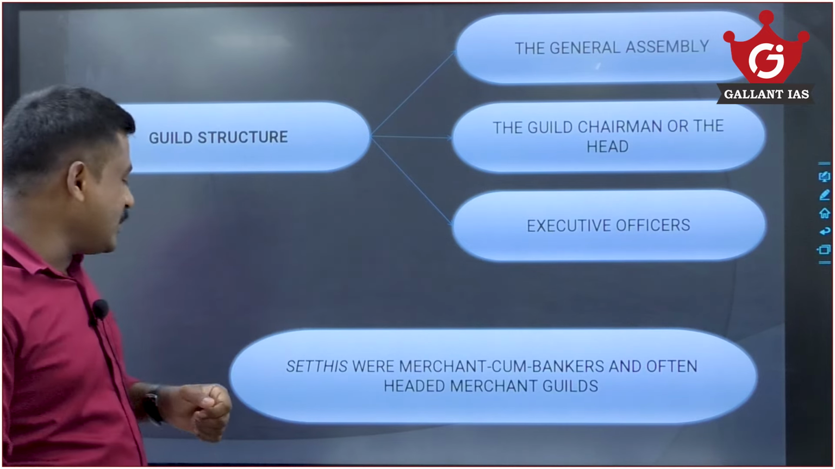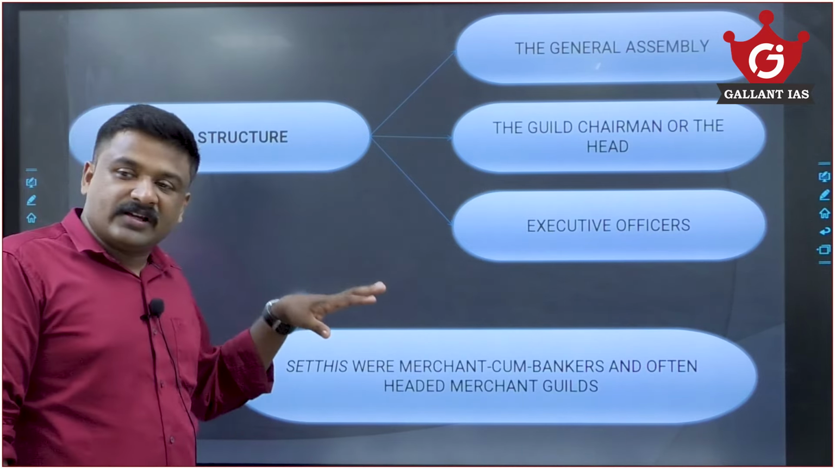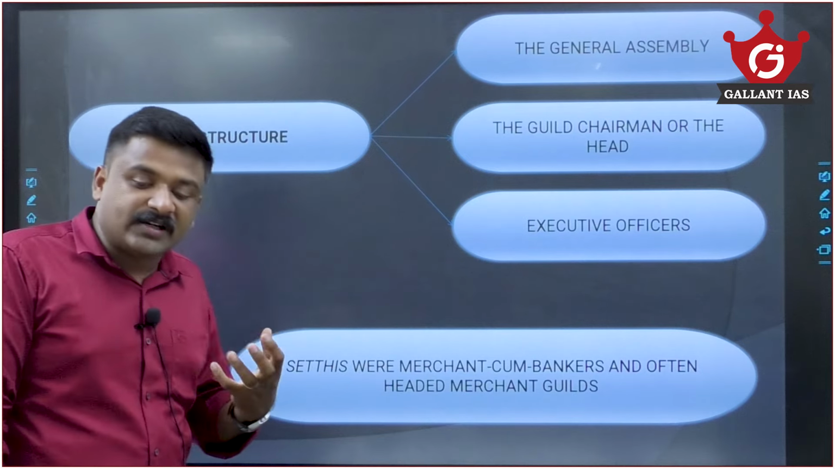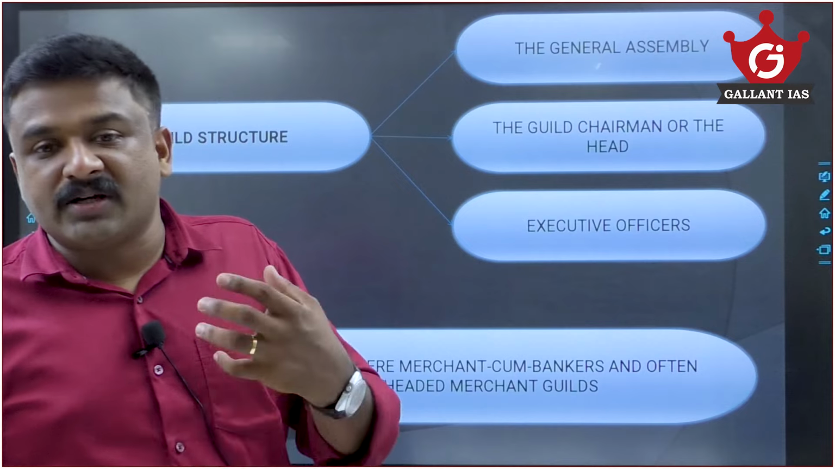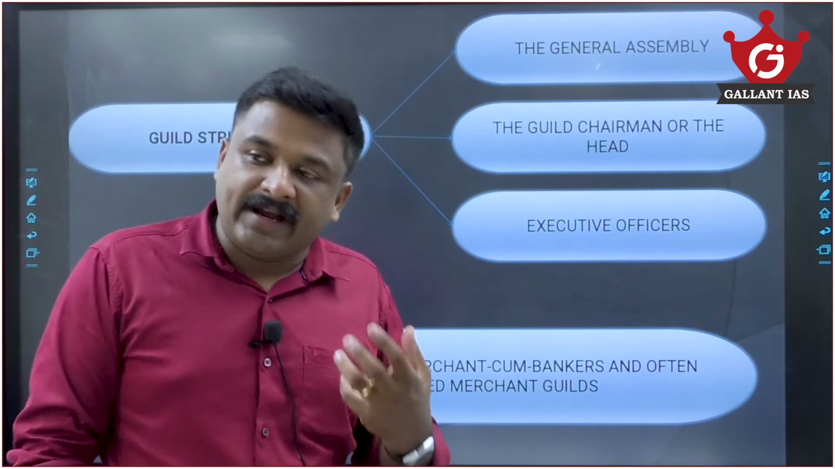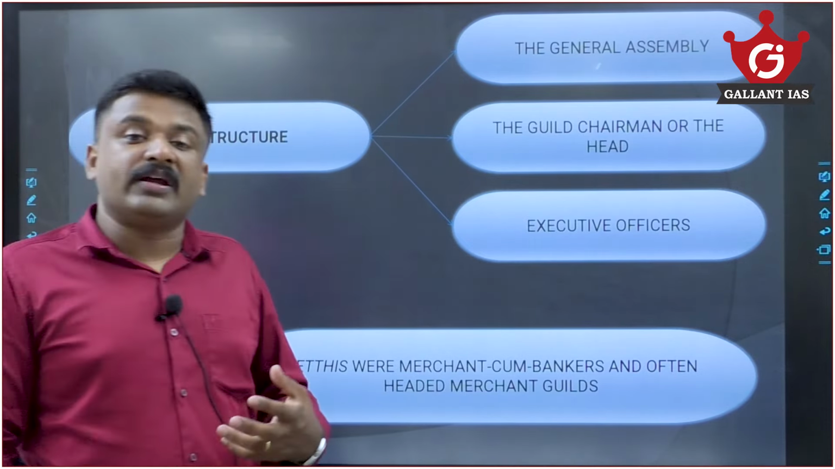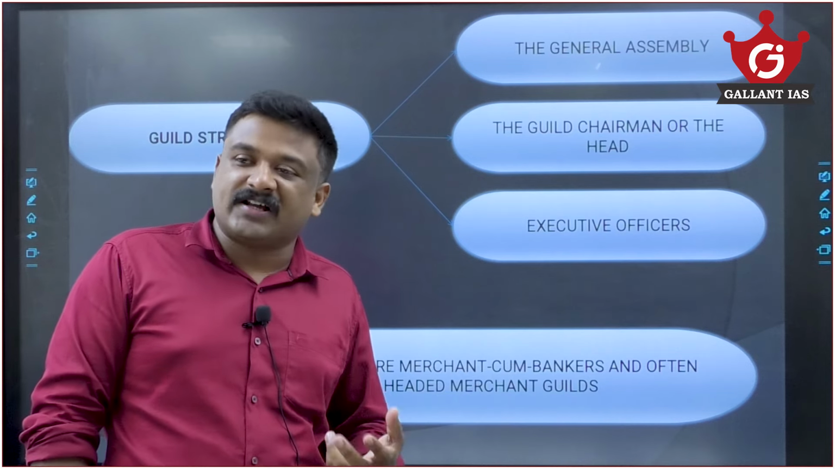So the thing is, in certain areas where there was an absence of a strong monarchy, you can see that guilds were so powerful that they even acted as the head of the state, even issued currencies, and regulated currency also.